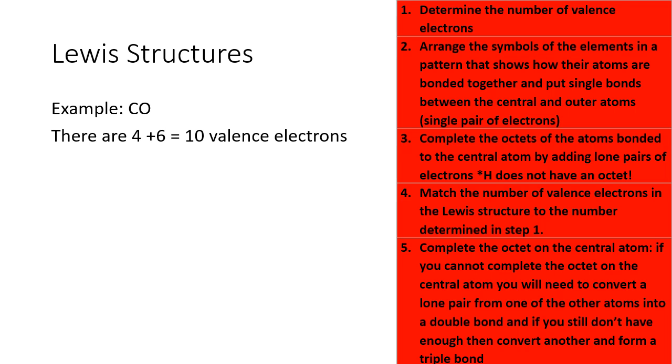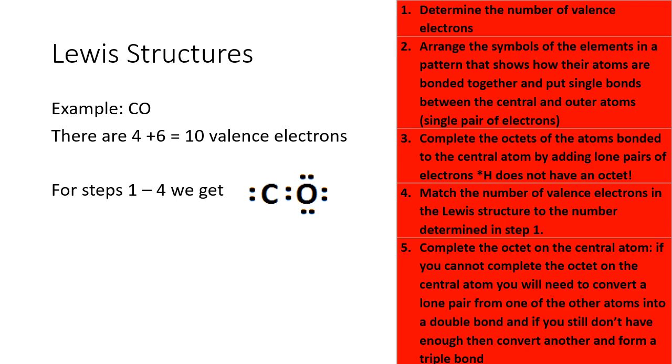In this case, we don't really know what the central atom is, so we'll just put them around the oxygen because it's more electronegative. And if we have a hydrogen, it doesn't have an octet because you can only have 2 electrons. It's only got an s orbital. So finally, we match the number of valence electrons in the Lewis structure to the number determined in step 1. In this case, we get this structure.